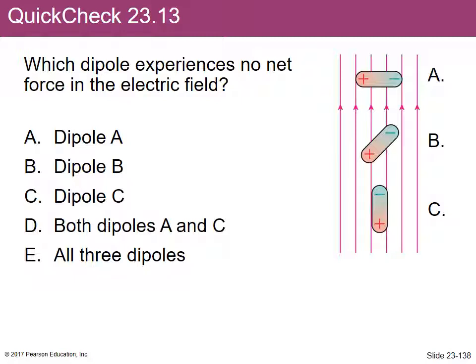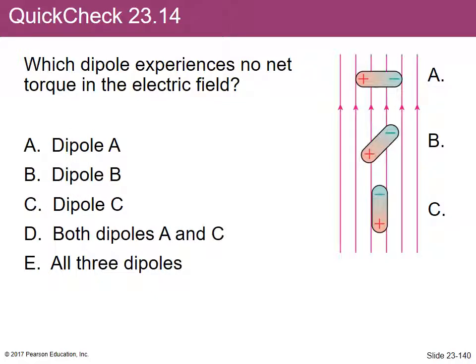Which dipole experiences no net force in the electric field? The answer is E. None of the dipoles experience a net force. Only C experiences no net torque, while the net force on all three is 0. Only in C are the forces directed along the same line.